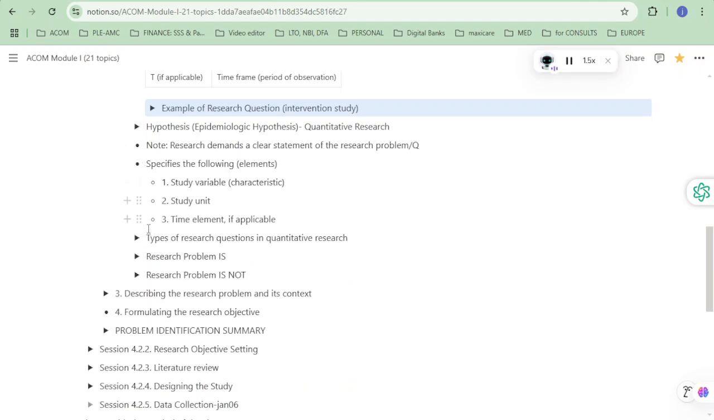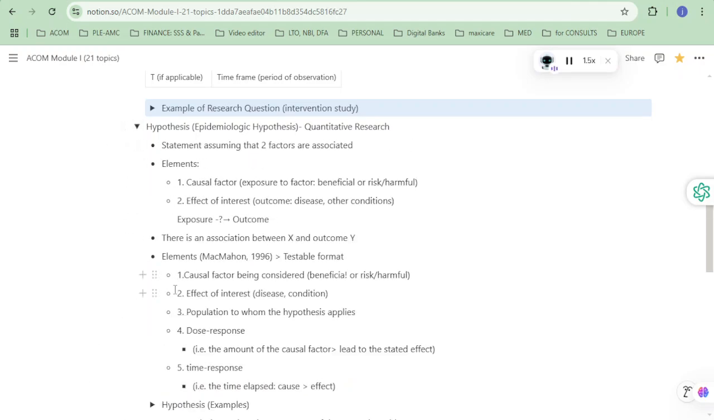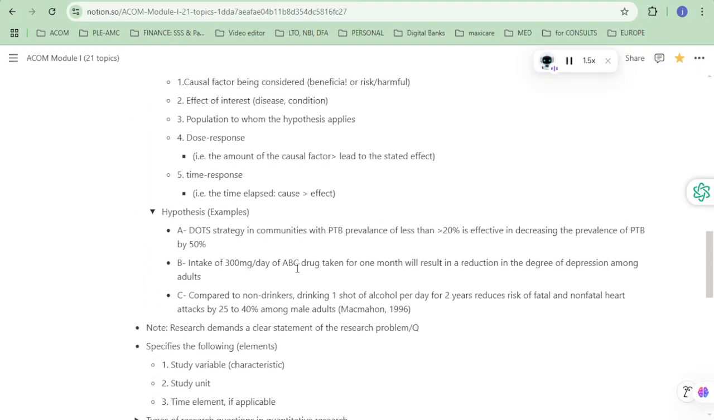Hypothesis examples. A. A strategy in communities with PTB prevalence of less than 20% is effective in decreasing the prevalence of PTB by 50%. B. Intake of 300 mg per day of ABC drug taken for 1 month will result in a reduction in the degree of depression among adults. C. Compared to non-drinkers, drinking 1 shot of alcohol per day for 2 years reduces risk of fatal and non-fatal heart attacks by 25 to 40% among male adults, McMahon, 1996.